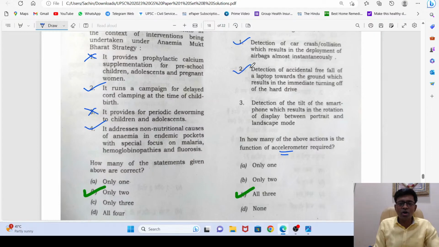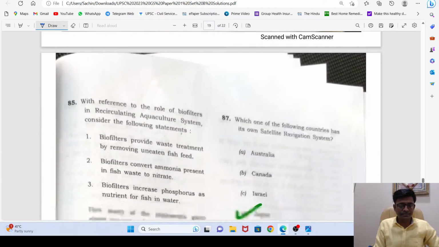Accelerometer is used for all these three: detection of car crash oblique collision, which results in the deployment of airbags almost instantaneously; detection of accidental free fall of a laptop towards the ground, which results in the immediate turning off of the hard drive; and detection of the tilt of the smartphone, which results in the rotation of display between portrait and landscape mode. That's why your answer is 3C, all the three.